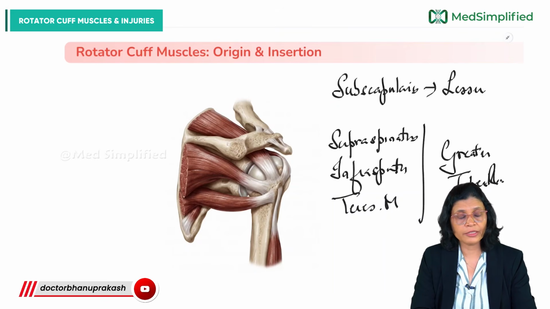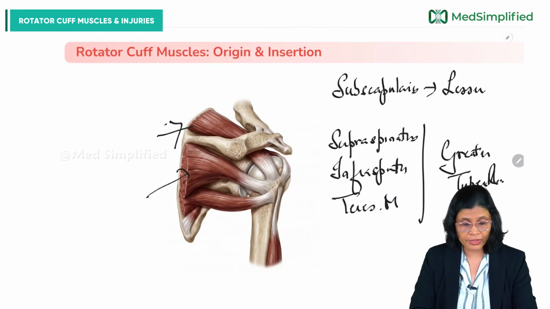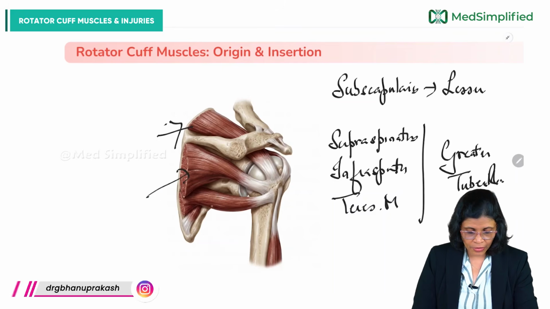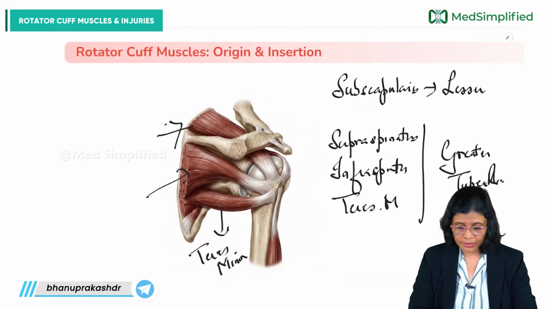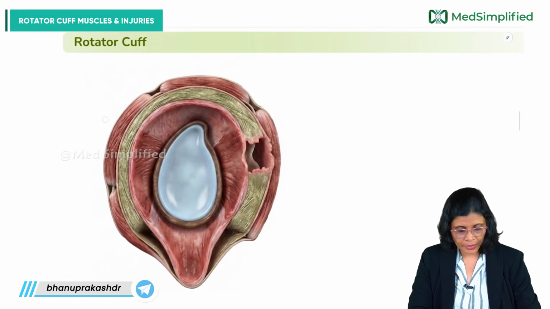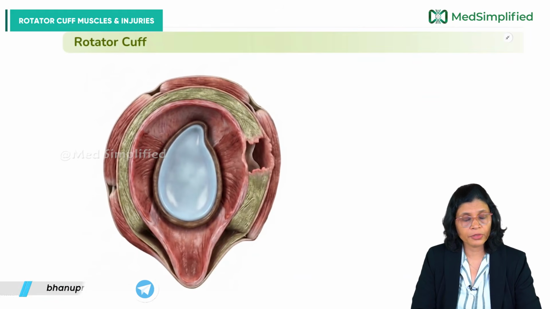Supraspinatus arises from the supraspinous fossa on the dorsal aspect, and infraspinatus from the infraspinous fossa of the scapula on the dorsal aspect, and along its lateral border we will see the teres minor. So these muscles have their origin from the scapula and get inserted around the humerus, that is, to the tubercles. Because of that, they form a cuff holding the glenohumeral joint in place.